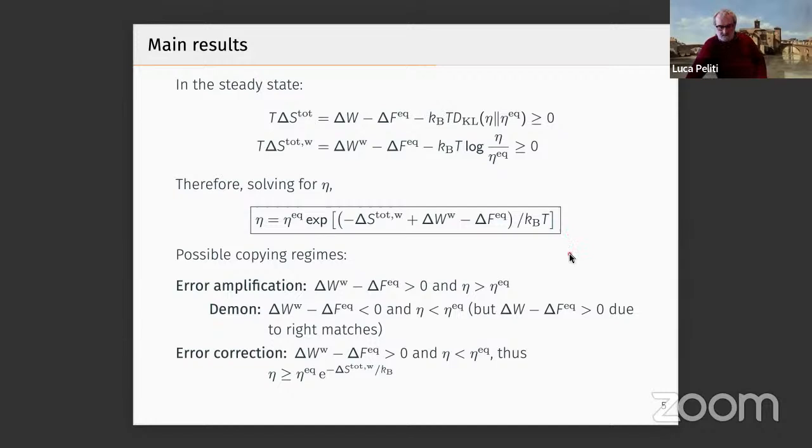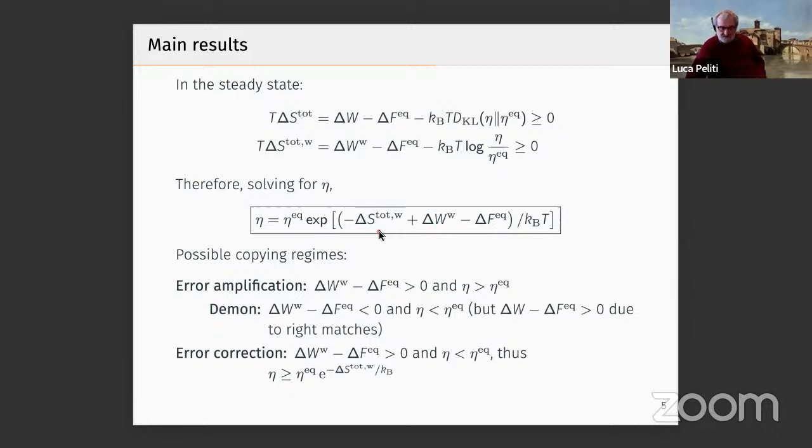And then we can use these equations and solve for the error rate. So the error rate is given by the equilibrium error rate times this exponential factor. And this exponential factor, what you see, apart from the work, is just the change in the equilibrium free energy per one incorporation.